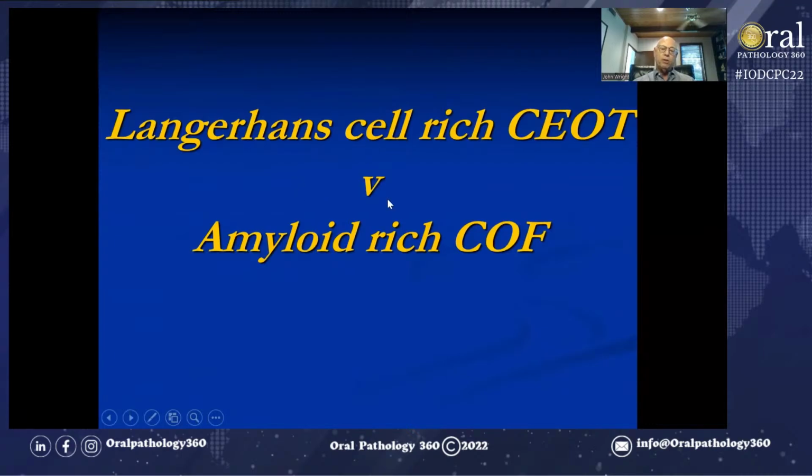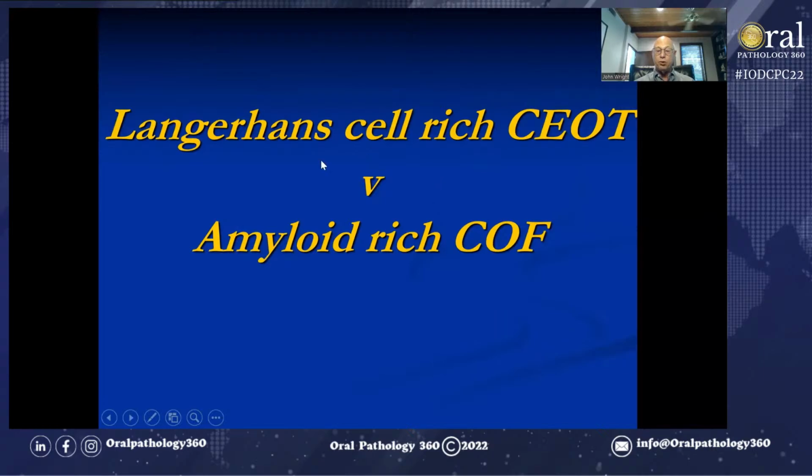This was a little mistake, in my opinion. Under the new CEOT chapter, they talk about a Langerhans cell-rich variant of CEOT. Fair enough. But over in the central odontogenic fibroma chapter, they talk about an amyloid-rich variant of COF. And unfortunately, these are the same tumor. And you can't have it both ways. I don't feel as strongly whether you put it here or whether you put it here, but it can't be in both places. So this needs to be corrected.